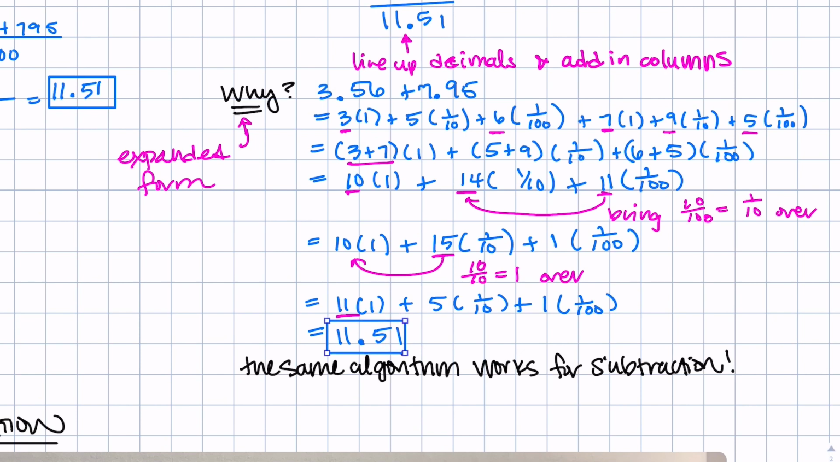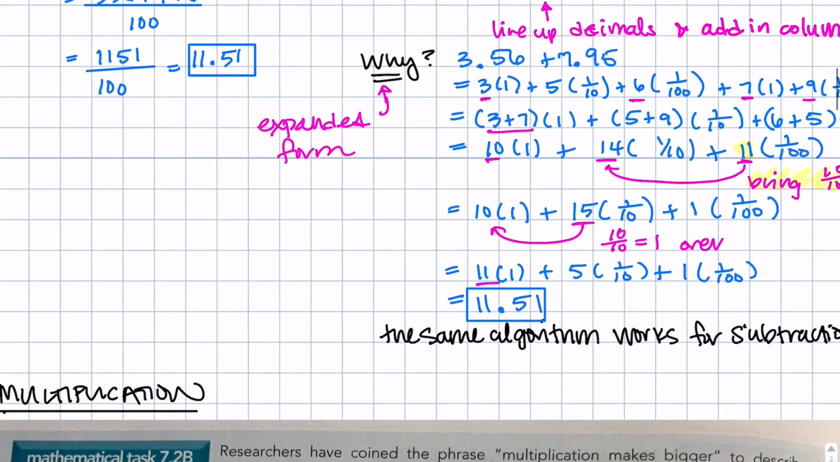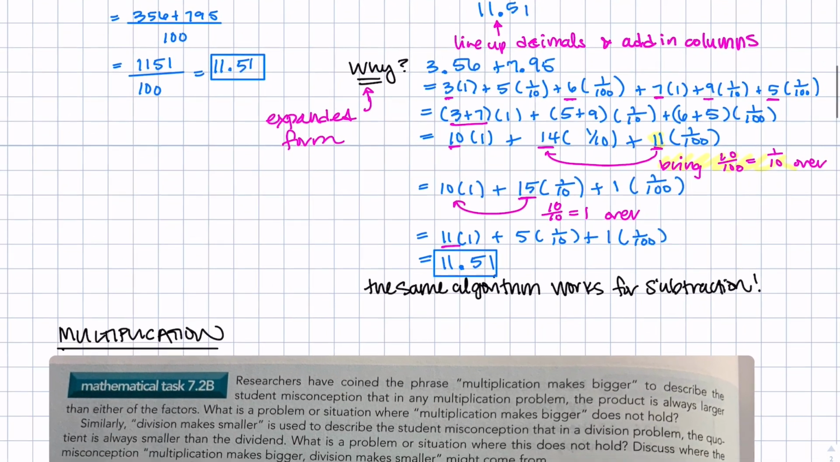So this is kind of the justification of where the carrying the 1 that we did in the previous algorithm comes from. It comes from trying to make these numbers in the expanded form into digits, so something less than 10, as opposed to just any whole number that could be greater than 9. Okay, so that's where that carrying the 1 comes from. And the same exact algorithm essentially works for subtraction as well. So we'll go into detail about that.